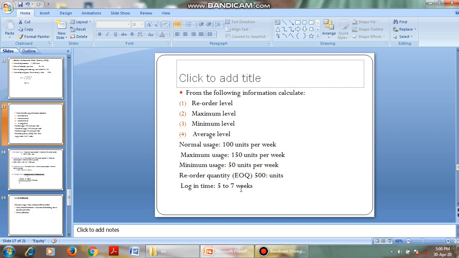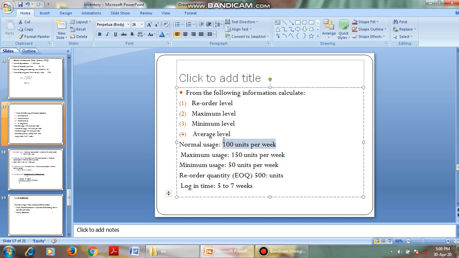This problem is very simple. Per week, normal usage is 100 units, maximum we use is 150 units, and minimum we use only 50 units. The reorder quantity is 500 units, and the time period is 5 to 7 weeks. Okay, right. Let us calculate the reorder level, maximum level, minimum level, and average level.